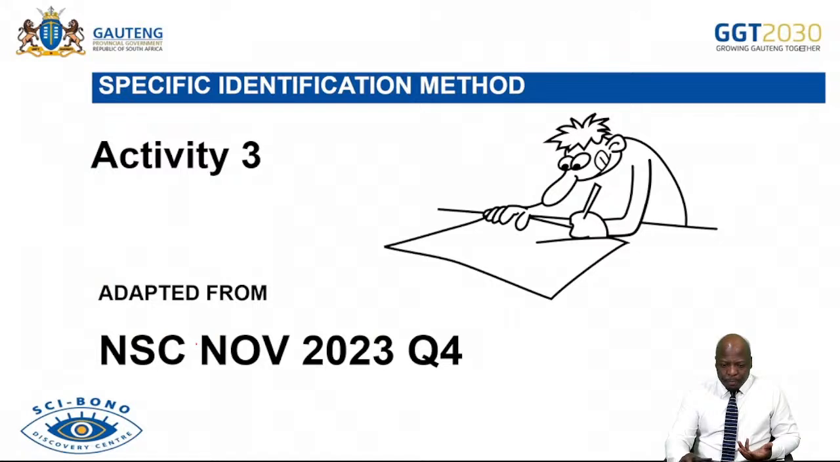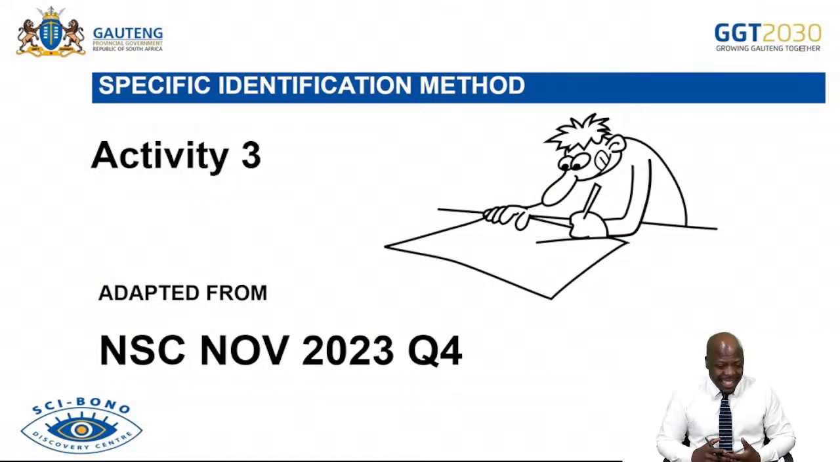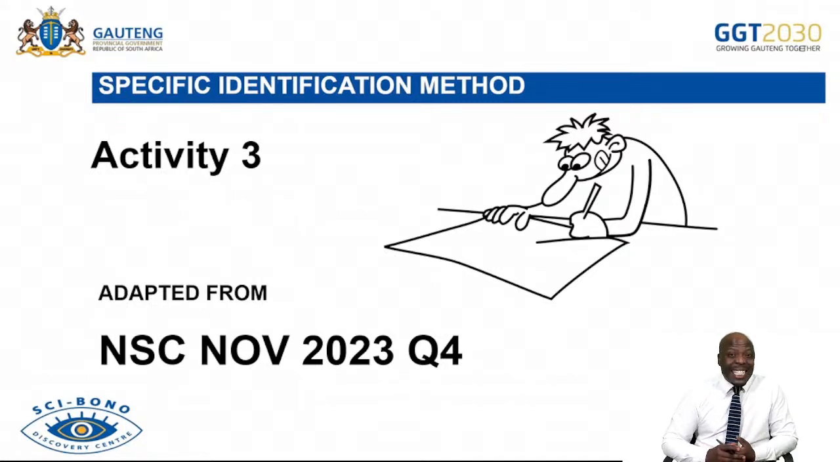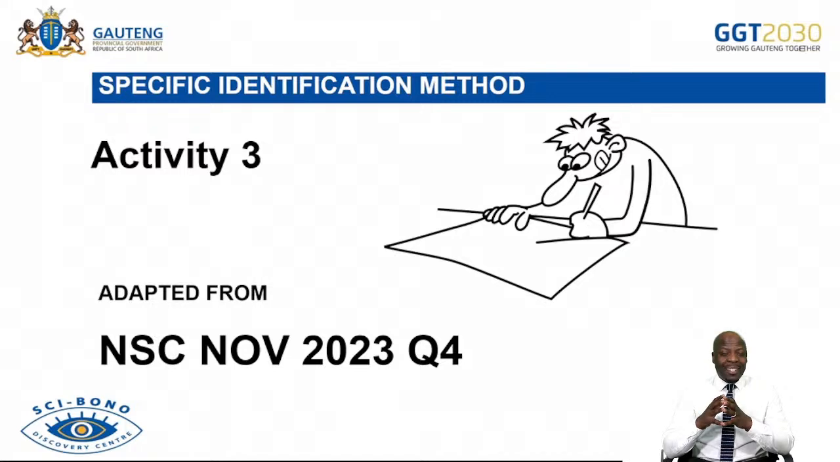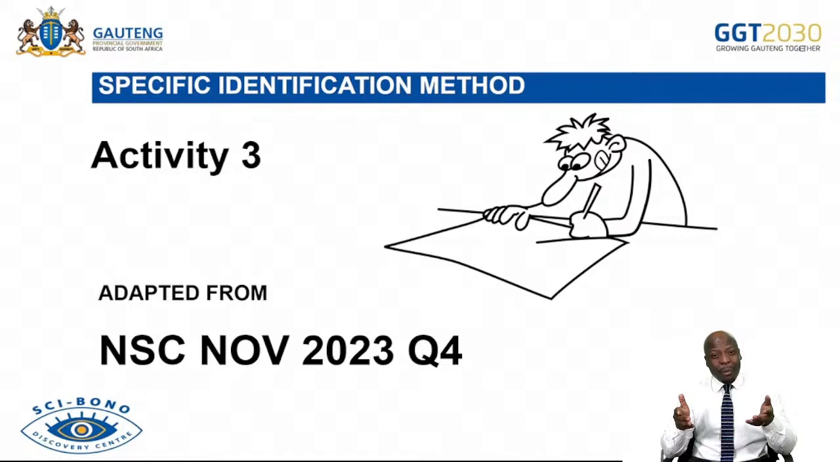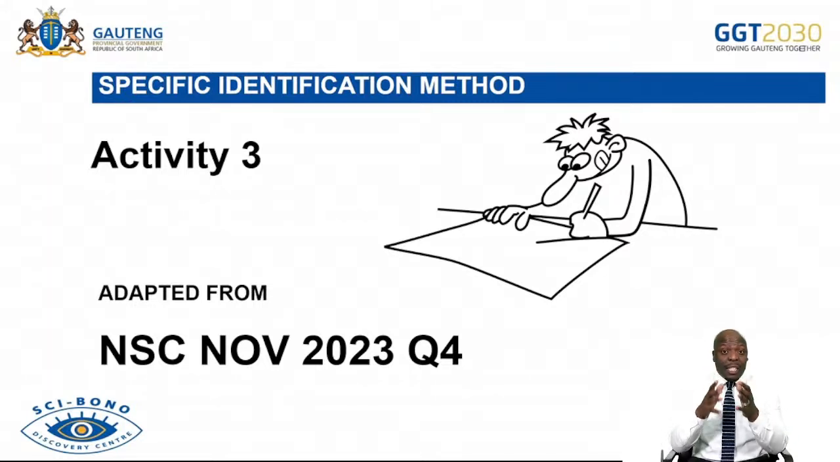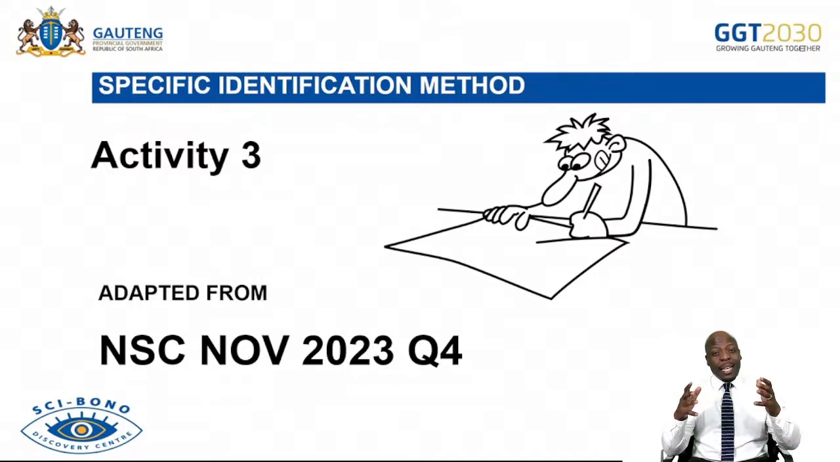Okay, now as I promised earlier on, we're going to do activity number 3 now, and this is from the NSC November for the year 2023, and our focus is on question number 4. Okay, I know you're going to enjoy this method because even when I introduced it, it was the simplest of the 3. So remember, FIFO, weighted average, and specific. So this is a simple method.